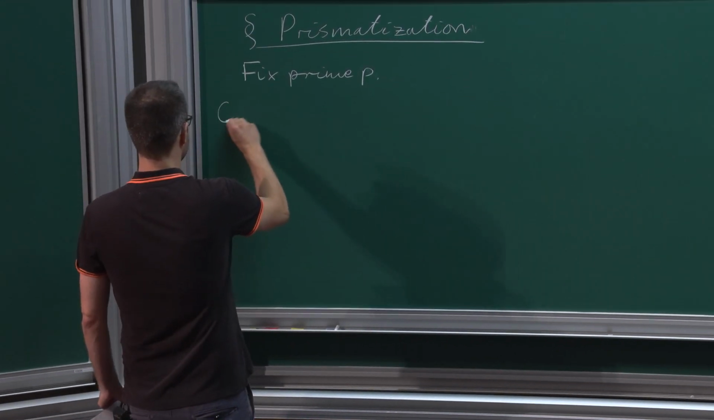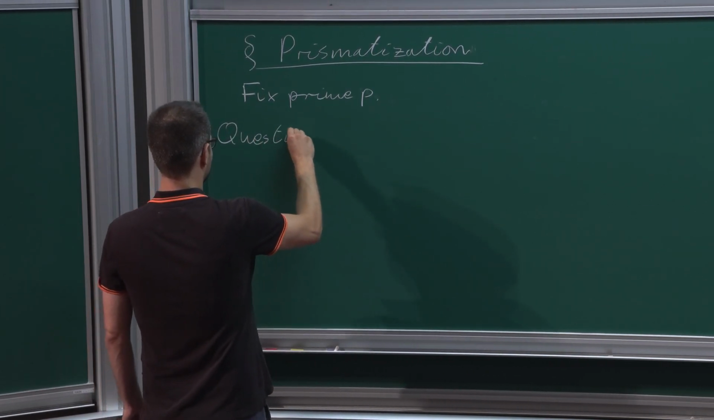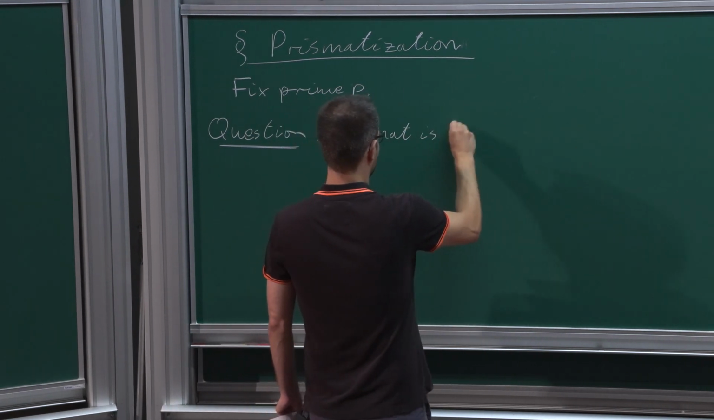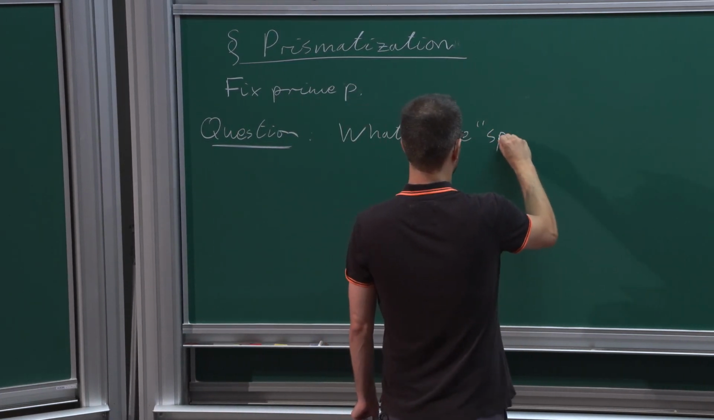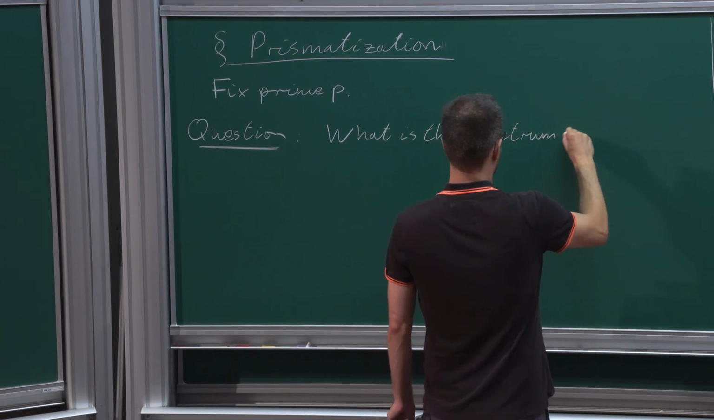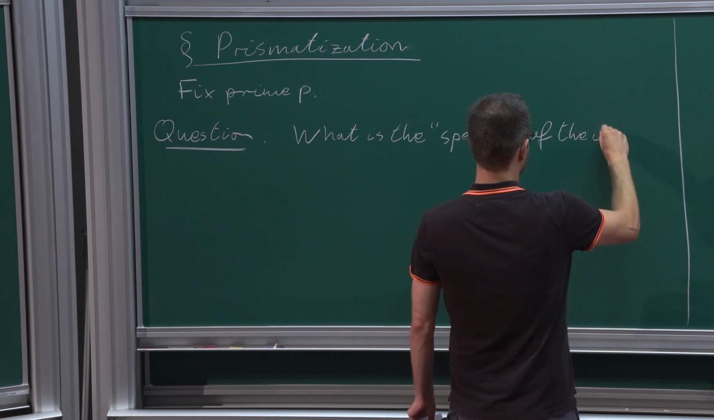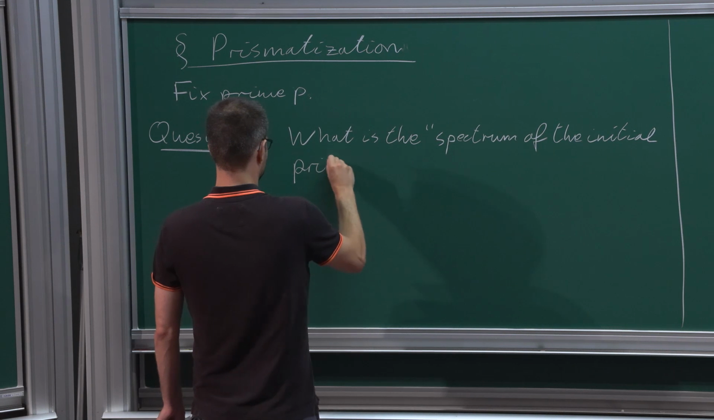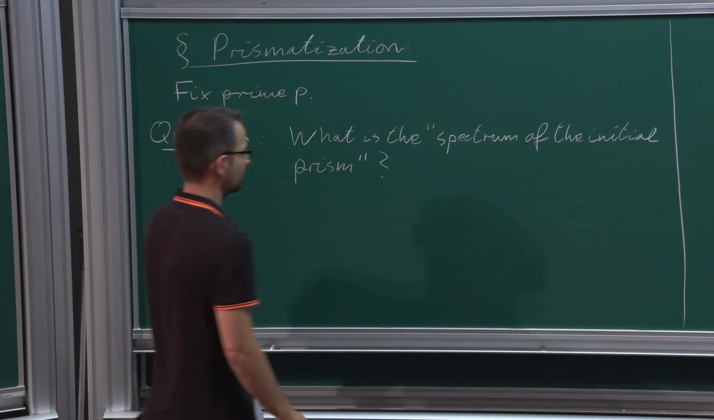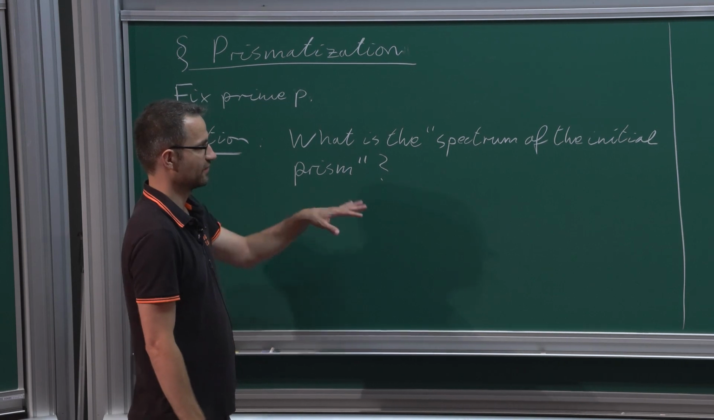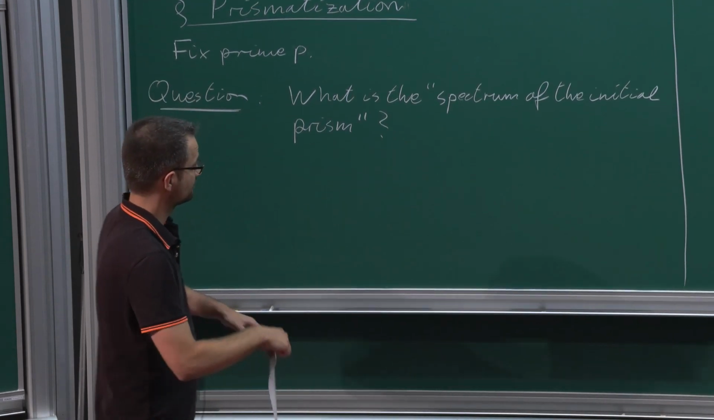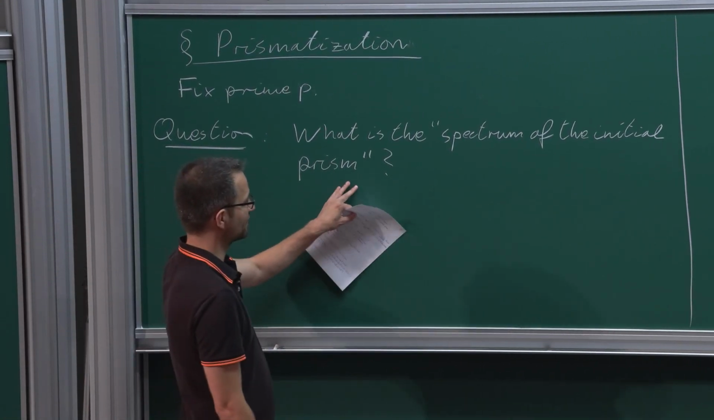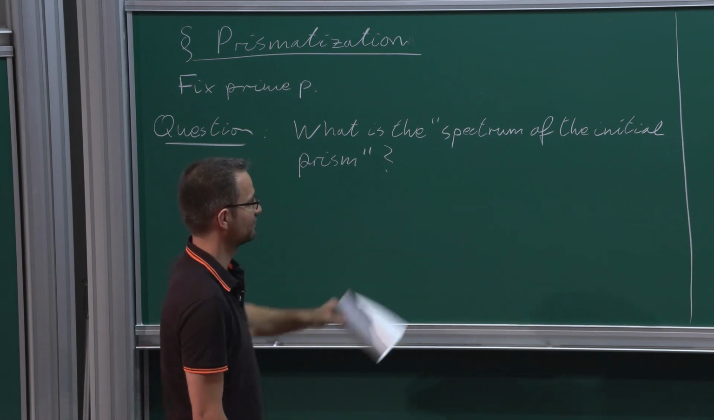So, what is this question? It's: what is the spectrum of the initial prism? And so this question is nonsensical as there does not exist an initial prism. But let's for the moment forget this and try how we would access this spectrum.